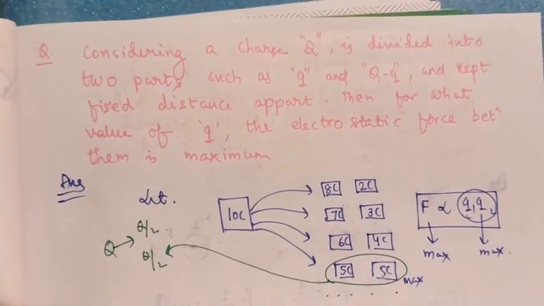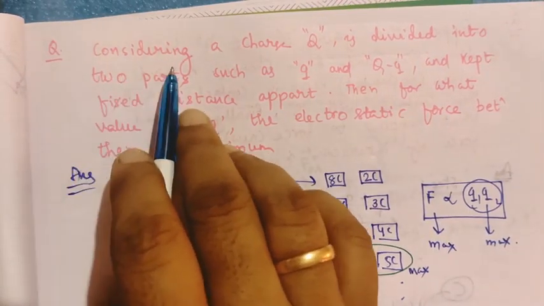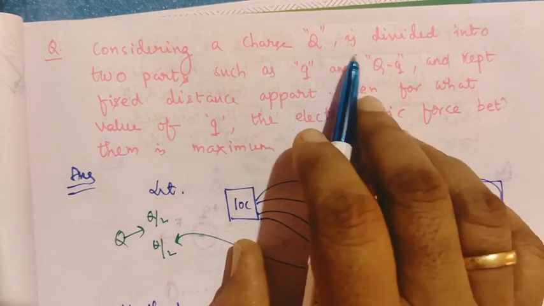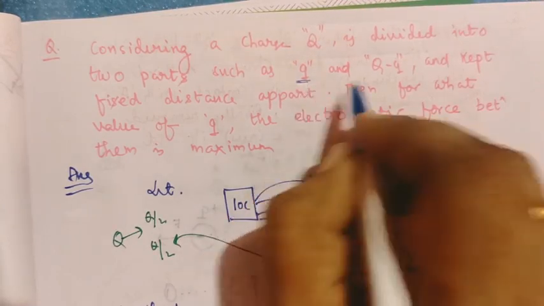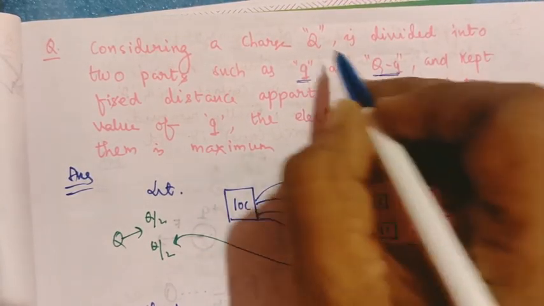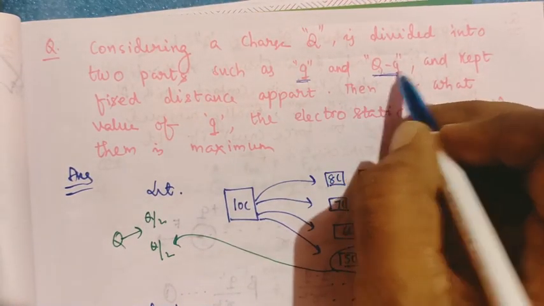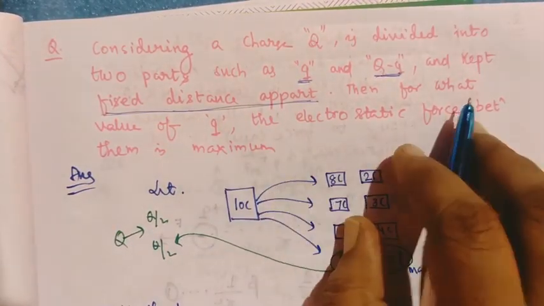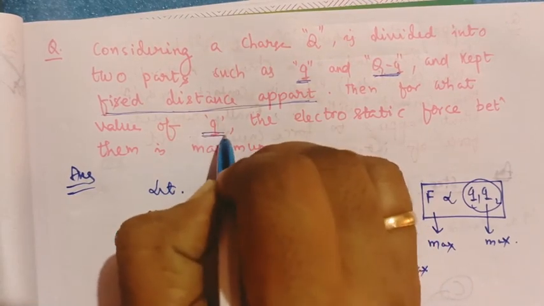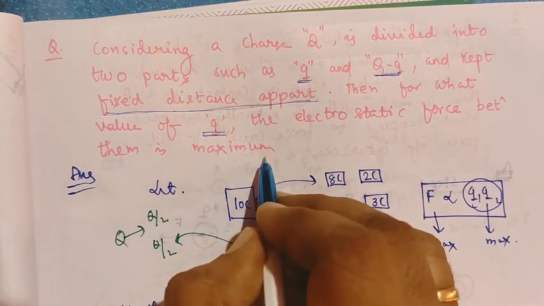Now next question. Considering a charge Q is divided, a very interesting question, listen mindfully. A charge Q is divided into two parts, such as small q, so the other part will definitely be Q minus q. If the total charge is Q and one part is small q, then the other part is Q minus q. They are kept a fixed distance apart, that means the distance should not be changed. Then for what value of q, where q is variable, is the electrostatic force between them maximum?